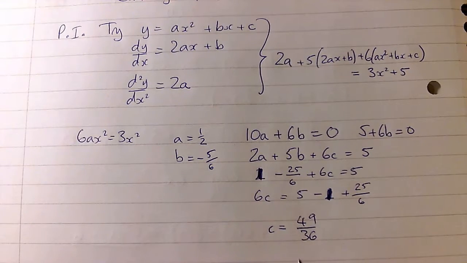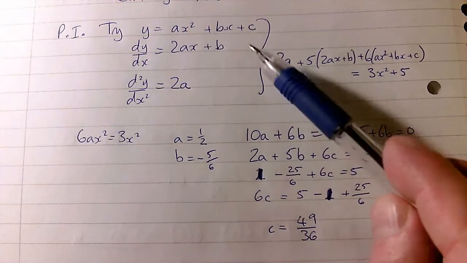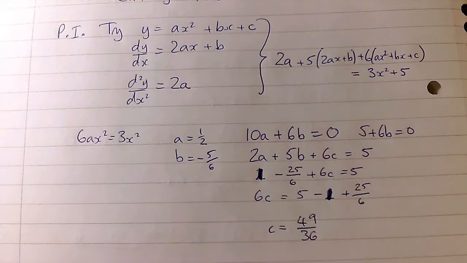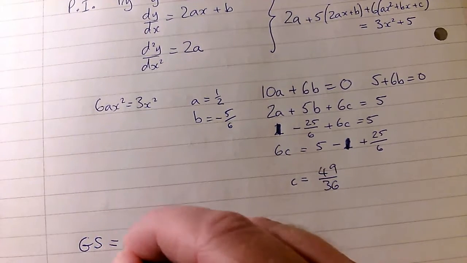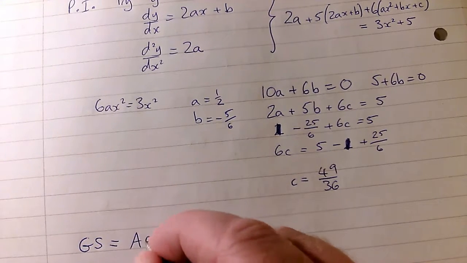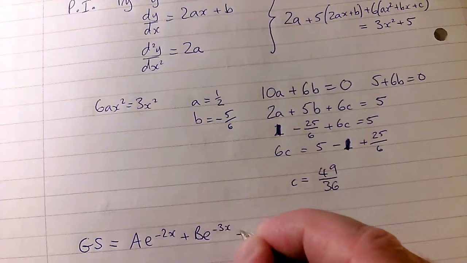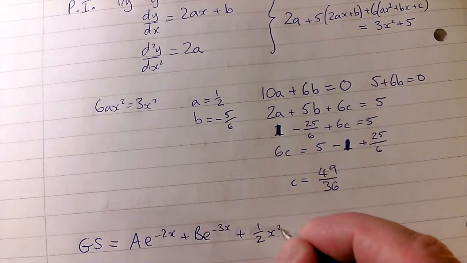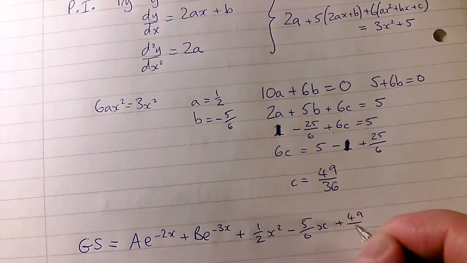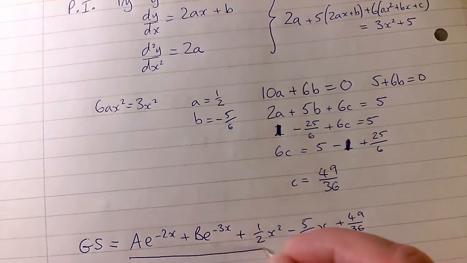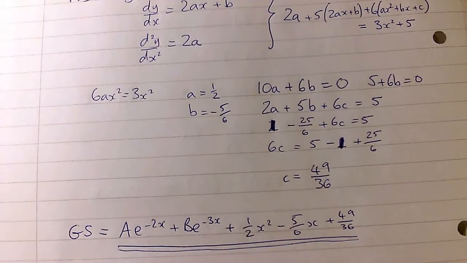So my particular integral, I now know is a half x squared plus minus 5/6x plus 49 over 36. I need to get my general solution. I need to do my complementary function plus my particular integral. So my complementary function was a e to the minus 2x plus b e to the minus 3x, and I need to add on my particular integral of a half x squared minus 5/6 of x plus 49 over 36, and that was routine. So that was 7 marks for just proving that you know how to operate that general procedure.